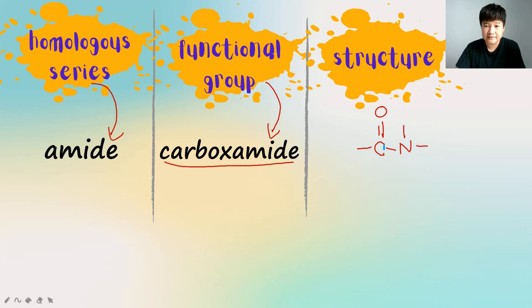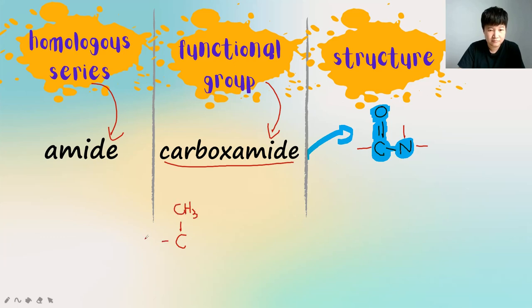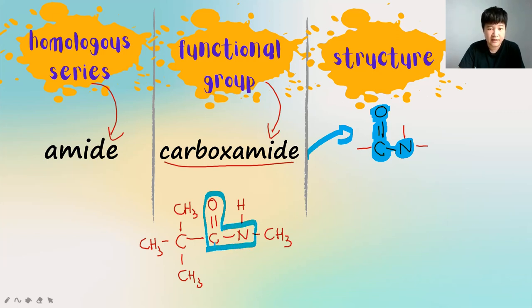But what matters most is the carbon double bond O. The carbon that is holding the double bond O must be bonded directly to the N. Directly. So the same carbon holding C double bond O is the same carbon holding nitrogen. That is your carboxamide. So your carboxamide could look something like this. Bonded to a C double bond O, bonded directly to N. The N could be holding hydrogen and carbon. It doesn't matter. But what matters most is the carbon double bond O must be holding directly to N. That is your carboxamide. Okay? They must be holding directly to the same carbon.